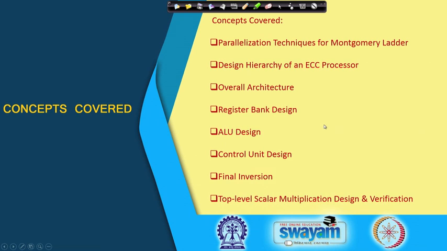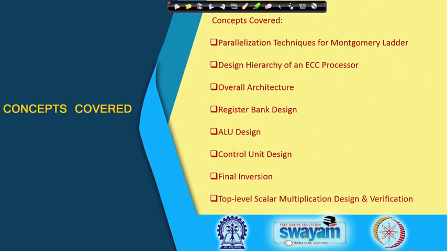We shall be following with a detailed description of how to design an elliptic curve processor. So, we shall be looking into the overall architecture of an ECC processor. We shall be trying to get into the various components of the architecture like the register bank, the ALU, how the control unit would be designed, and finally, the inversion when we convert back from the projective coordinates back to the affine coordinates.